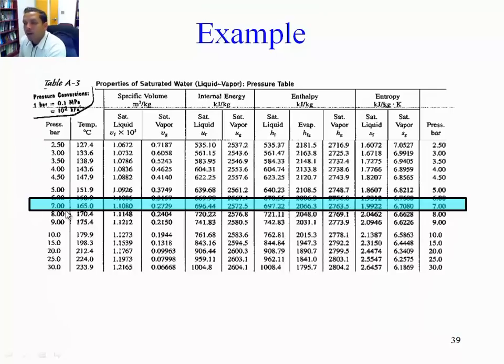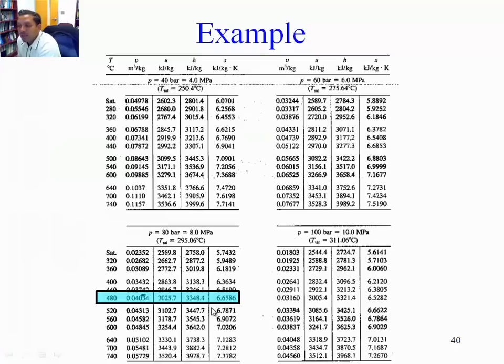At 7 bar, saturated liquid condition, this is the exit of the open feed water heater, 7 bar, temperature will be 165.0, that's the saturation temperature. The hf, or saturated liquid enthalpy, is 697.22, and the saturated liquid entropy is 1.9922. The superheated condition, at the exit of the boiler, we have 80 bar and 480 Celsius, which yield an enthalpy of 3,348.4 and an entropy of 6.6586.